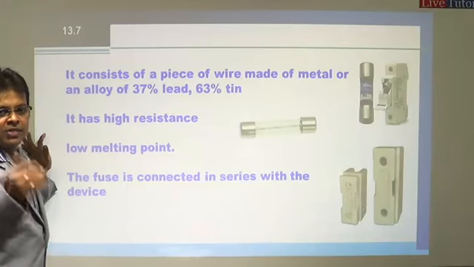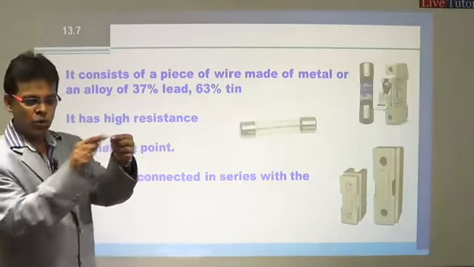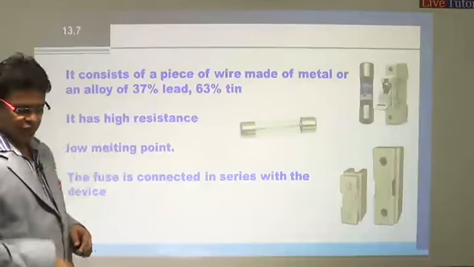Okay? And this fuse should be connected in series with the device. If the device is there, the current should flow through the fuse only. Through the fuse only the current should flow. That is called a series connection.